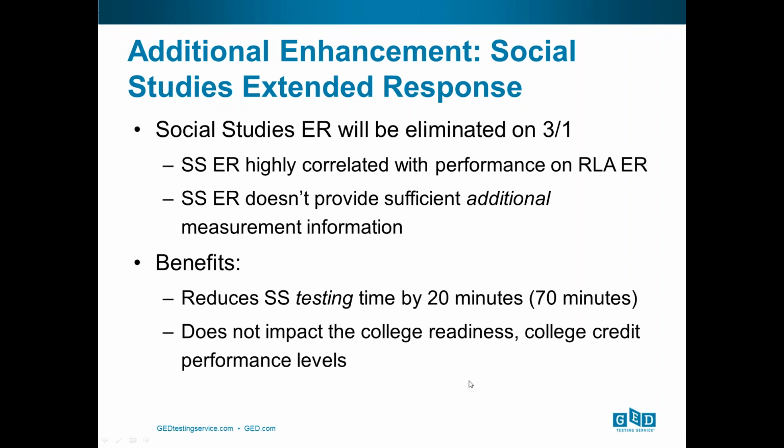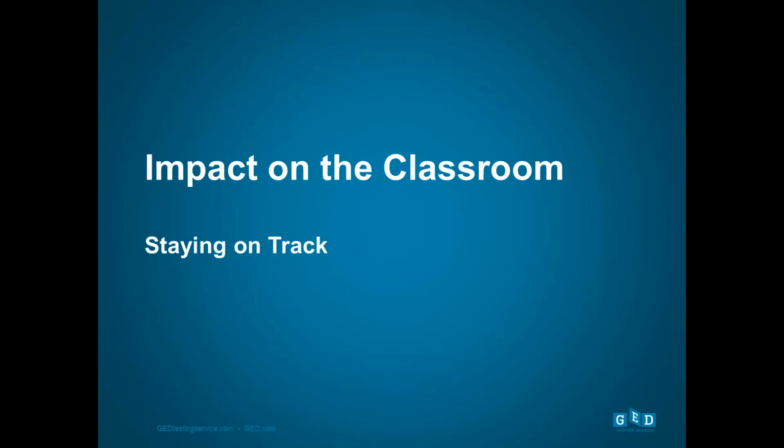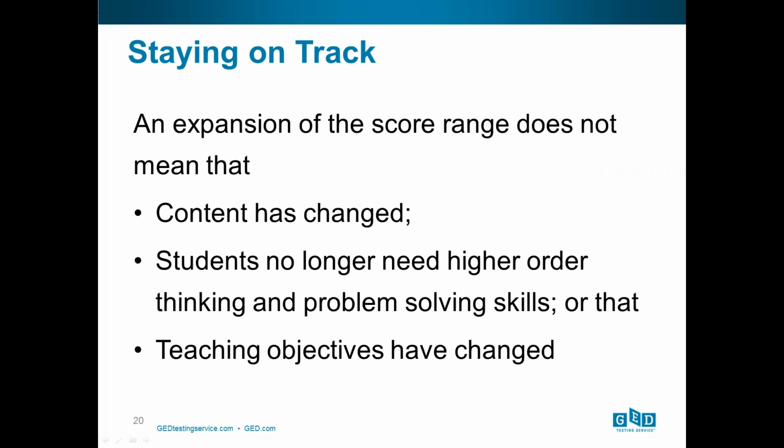What we really want to make sure of as we go forward is that we stay on track with our students, because it's one thing to say that there's a score difference. It's one thing to say that the social studies extended response is not there, but what does that really mean for content in our classroom? So Susan, how in the world are we going to stay on track? Well, there are a couple of things that we have to keep in mind. One is, just because there was a change in the score range, it doesn't mean that the content has changed. The content is still there.